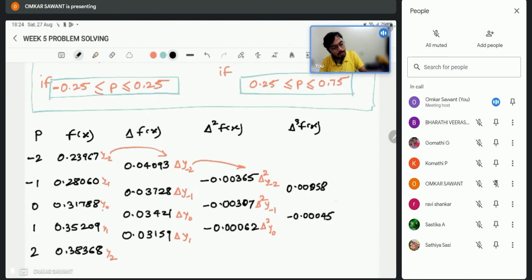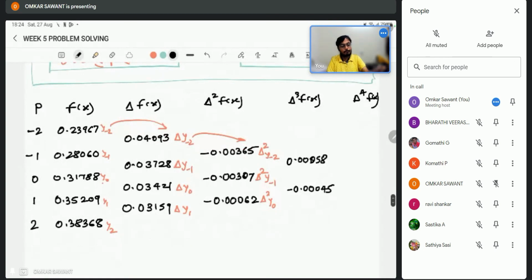Okay, this is the value for what? This value is for the first value, del cube y minus 4, and below it, del cube y minus 1.